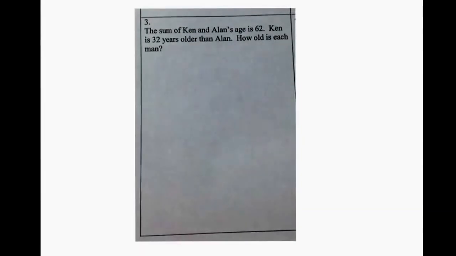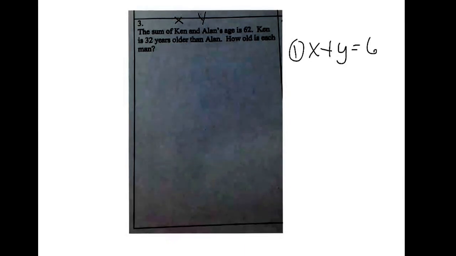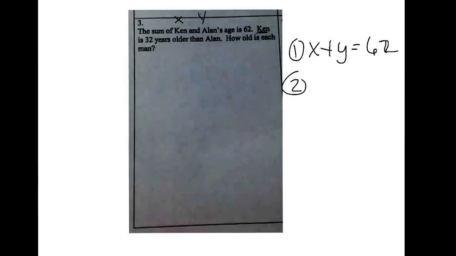Okay, number 3 is also a system of equations problem. We could write it and try to solve it as a system, and I'll help you get that part set up as well. If we did Ken and Alan as x's and y's, equation 1 would be added together, they're 62. Equation 2 says that Ken, who is our x, is 32 older than Alan, so Alan plus 32. We could solve these and get them into the calculator as well, and I'll show you that format as well.